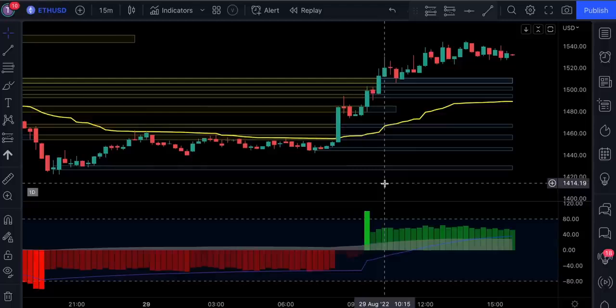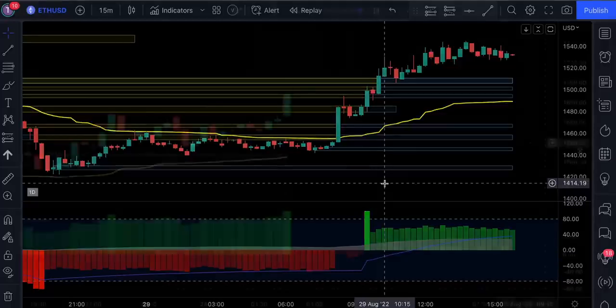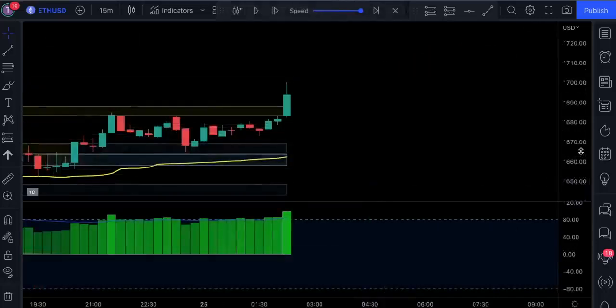Okay, the strategy is finally complete. Now let's get into the trading rules. So here are the rules for entering a long trade.